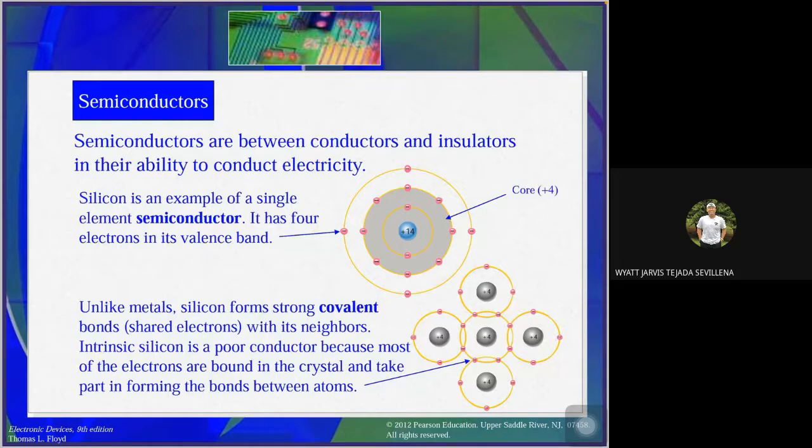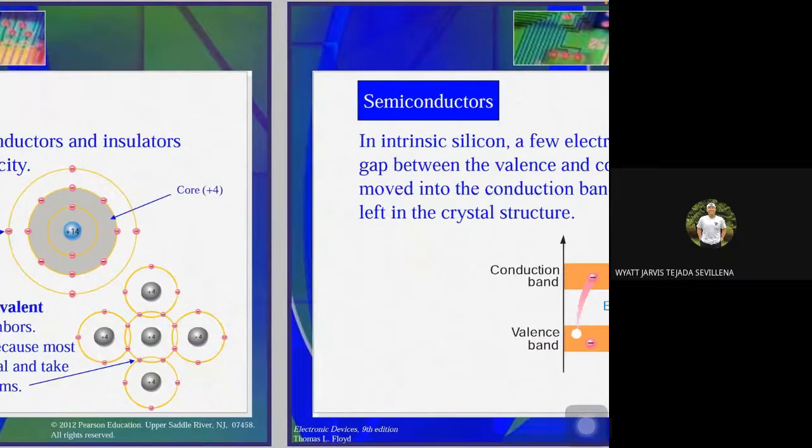Do you have any idea? What is that other element that is also a semiconductor because it has 4 valence electrons? Okay, thank you, Angelo. Germanium, right? Germanium is also a semiconductor because it has 4 valence electrons in its outermost shell. So unlike metal, silicon forms strong covalent bonds with its neighbors.